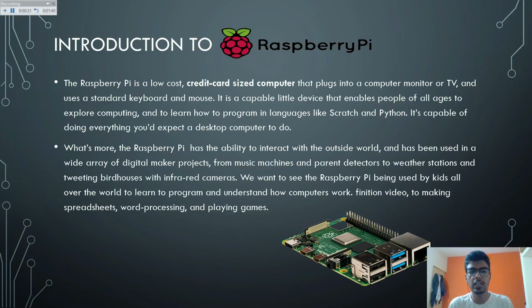What's more is Raspberry Pi has the ability to interact with the outside world and has been used in a wide array of digital maker projects, from music machines and parent detectors to weather stations and tweeting birdhouses with infrared cameras. We want to see the Raspberry Pi being used by kids all over the world to learn programming and understand how computers work.